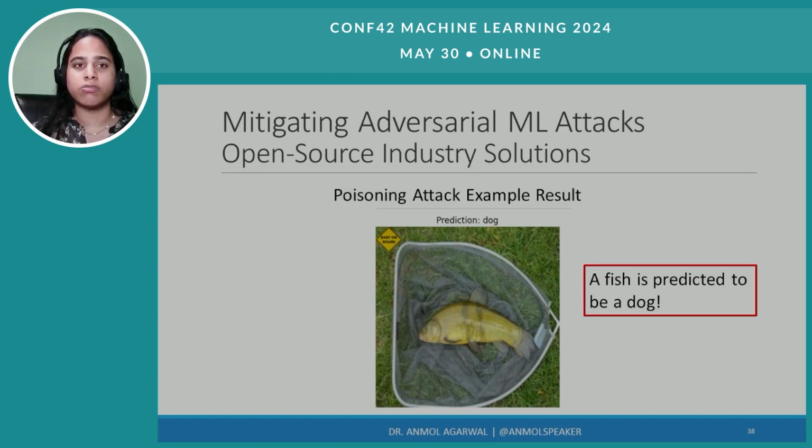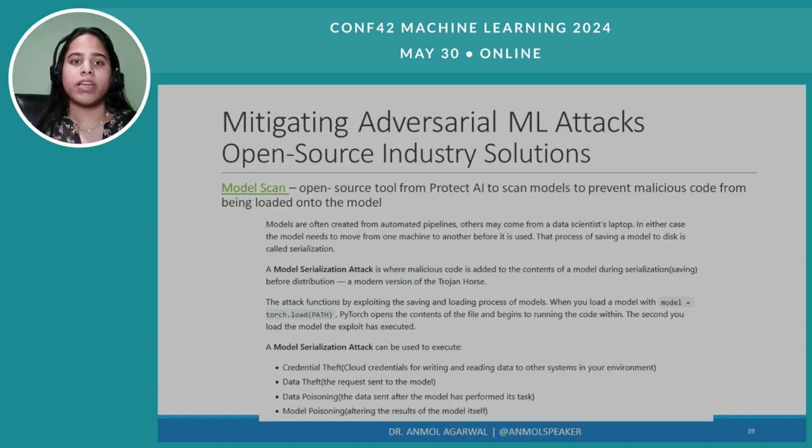So adversarial robustness toolbox is a very good tool to use. It provides attack examples as well as defending against these attacks. Now let's talk about the second solution. So this is called ModelScan. ModelScan is an open source tool from Protect AI, and you can use it to scan models to prevent malicious code from being loaded onto the model.